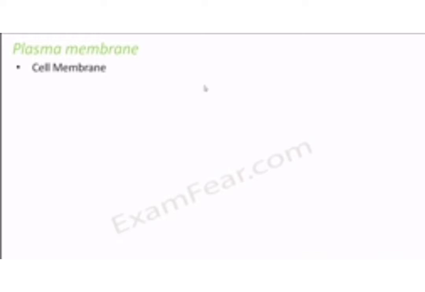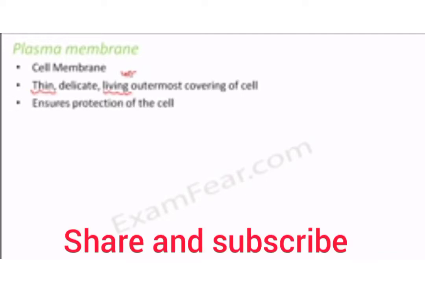As I mentioned before, plasma membrane is also known as cell membrane. It is a thin, delicate, living outermost covering of the cell. So it is not thick, and one important thing is it is living. It is a living layer which encloses the cell. Obviously, since it is the outermost boundary, it ensures protection, and it also serves many different functions which will be clear just in a while.